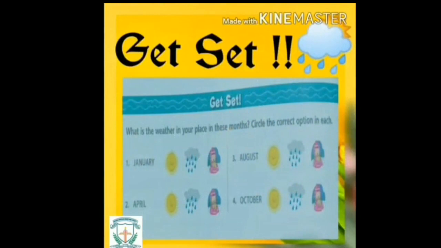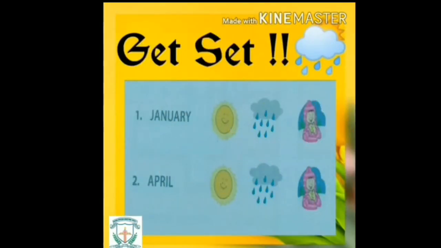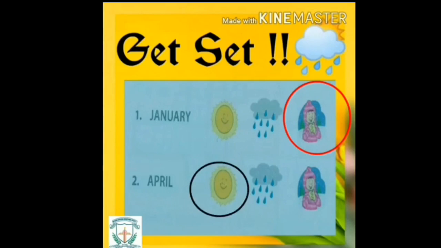Get set. What is the weather in your place in these months? Circle the correct option in each. The first one is January. January is the winter season. So, circle the third option. Second one, April. It is summer. So, circle the first option.